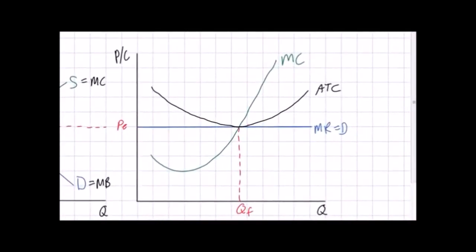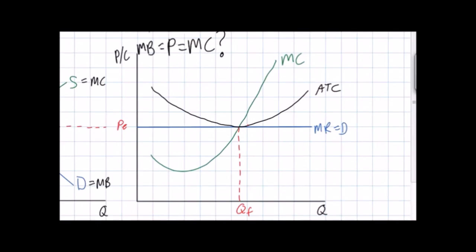What makes firms in perfectly competitive markets allocatively efficient? In other words, why do firms in perfect competition produce where P equals MC? That's what we're going to look at here. Does the marginal cost that the firm achieves equal the price, which is a signal of marginal benefit?